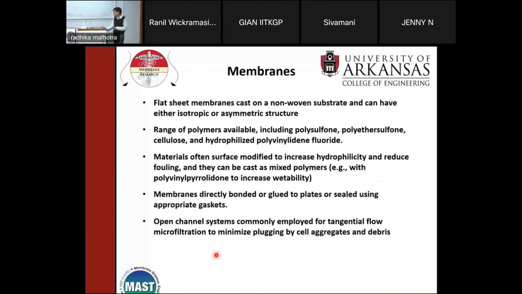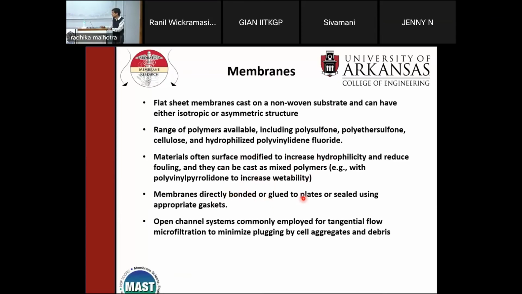Flat sheet membranes can be cast on non-woven substrate and have either isotropic or asymmetric structure. The range of polymers is very similar to what's used for hollow fibers. So there's polysulfone, polyether sulfone, cellulose, hydrophilized PVDF, and so forth. Materials are often surface modified to increase hydrophilicity and reduce fouling, and they can be cast as mixed polymers with the various additives put in here.